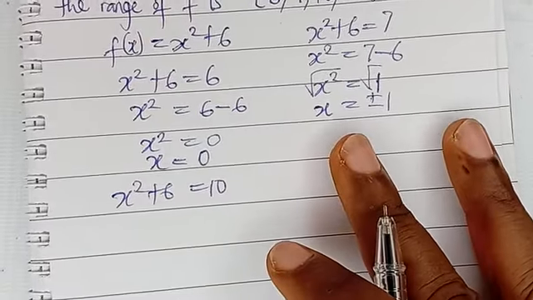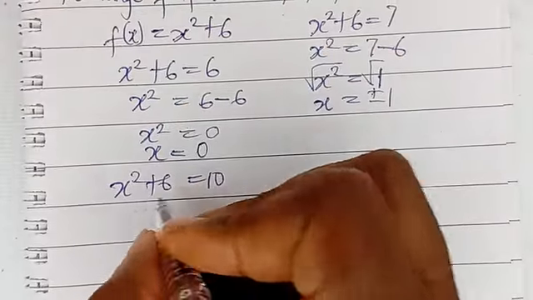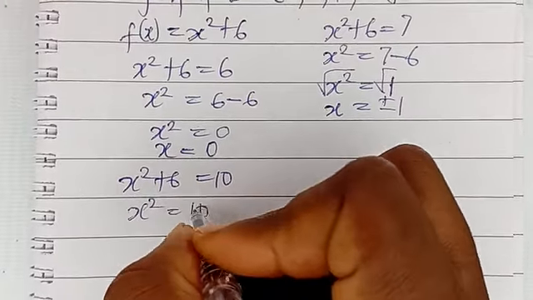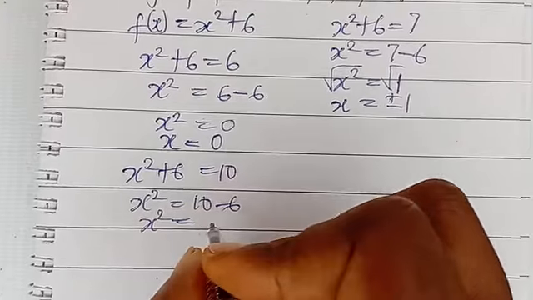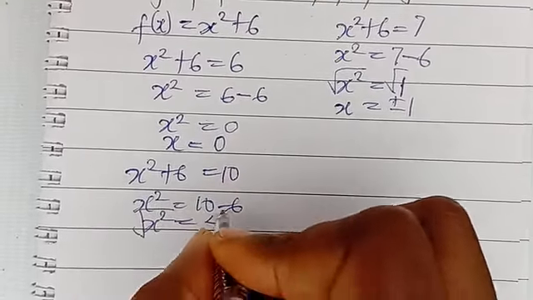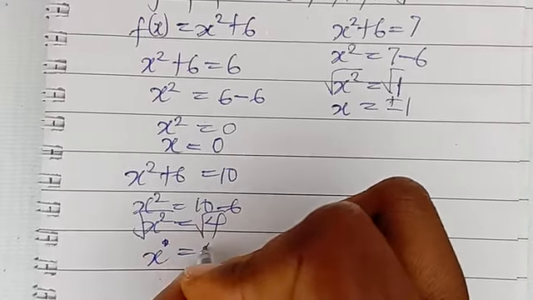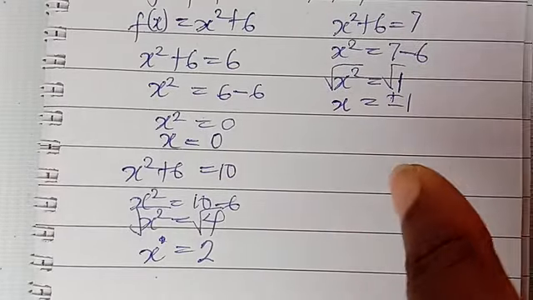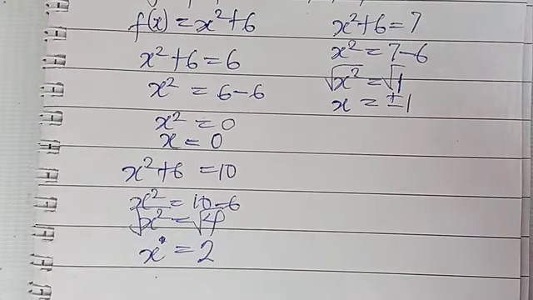This is how to get the domain of a function or a mapping. X squared plus 6 is equal to 10. Therefore, x squared is equal to 10 minus 6, the 6 crosses over to be minus 6. We have that x squared is equal to 4. We take the square root of both sides. We have that x itself is equal to 2. Remember, we said let's assume that the domain is made up of all positive numbers. If not, this should have been plus or minus 2 as our value.